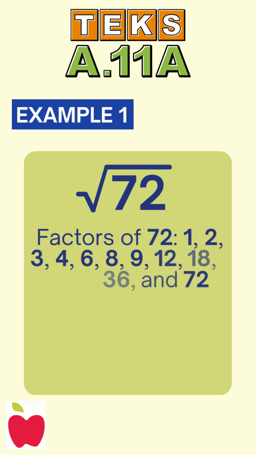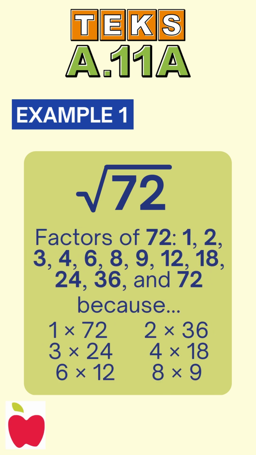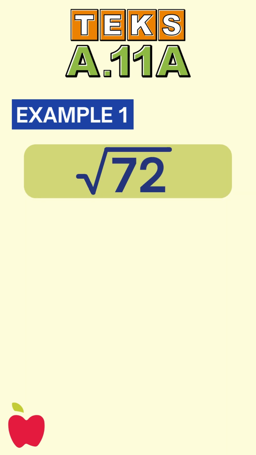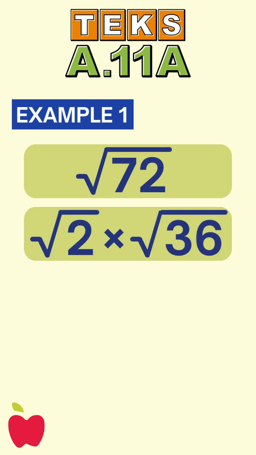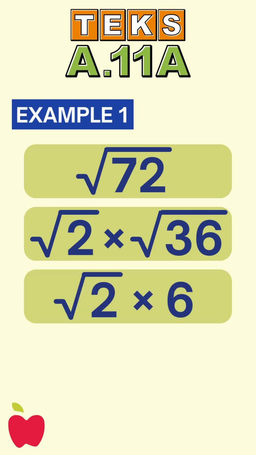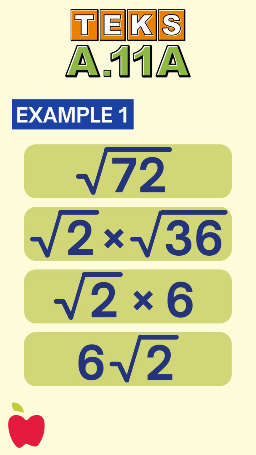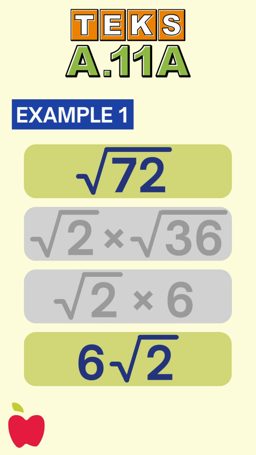First, break 72 into factors. The largest perfect square factor of 72 is 36, because 36 times 2 equals 72. Next, take the square root of each factor. The square root of 36 is 6, and the square root of 2 is irrational, so we leave it as the square root of 2. That's it. The square root of 72 simplifies to 6 times the square root of 2. Both are equivalent, but 6 times the square root of 2 is the simplest form.